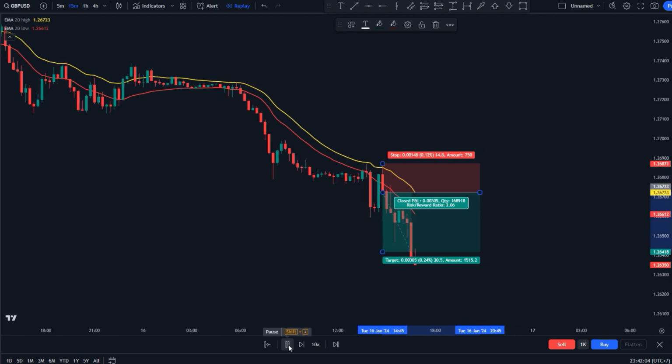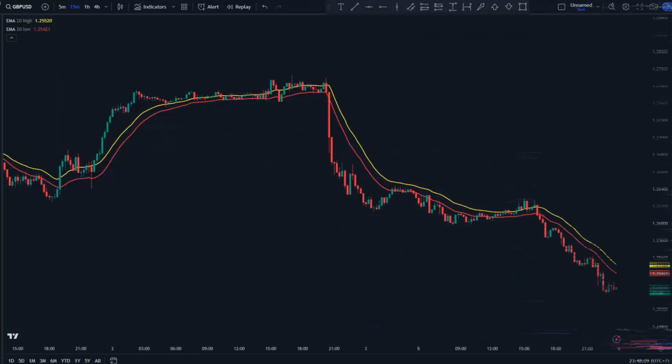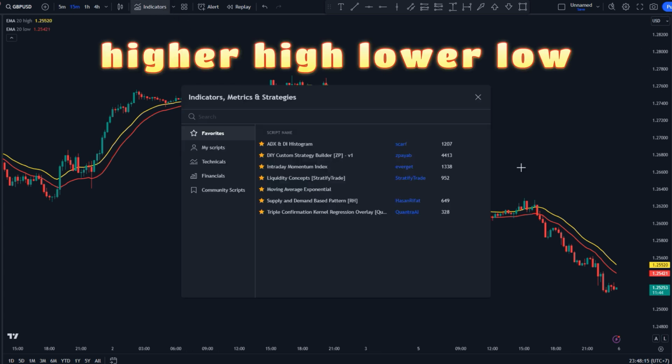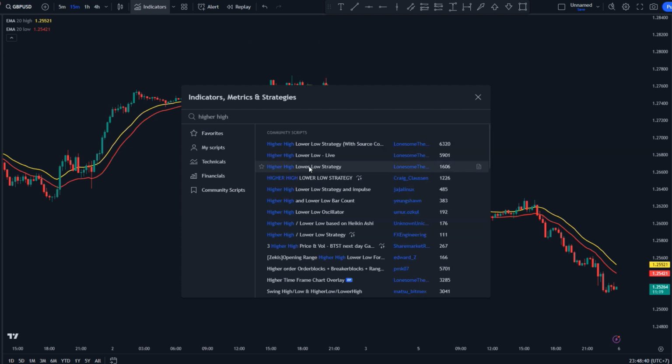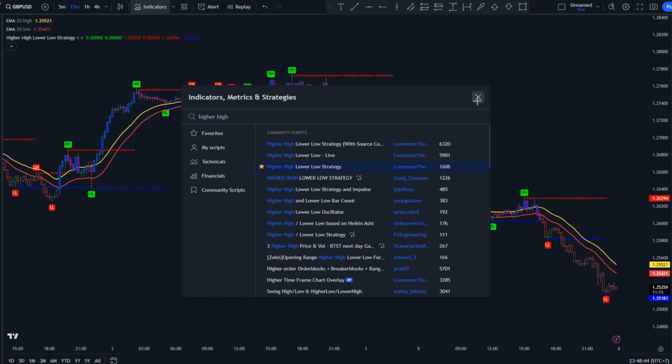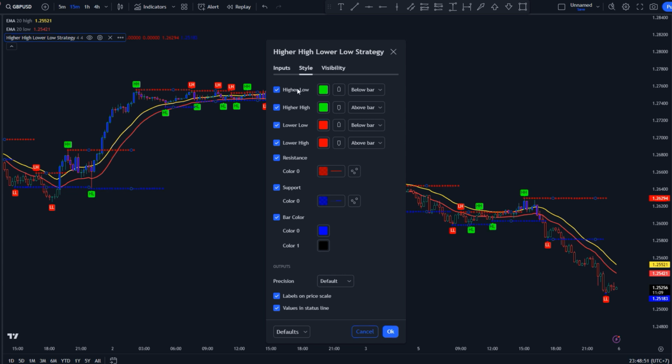Okay, traders, I hope the rules are clear. And now let me show you a trick to improve this strategy even more. Head over to the indicators and type in higher high, lower low strategy. Then access its settings. Add in the style section and check everything except for higher high and lower low.